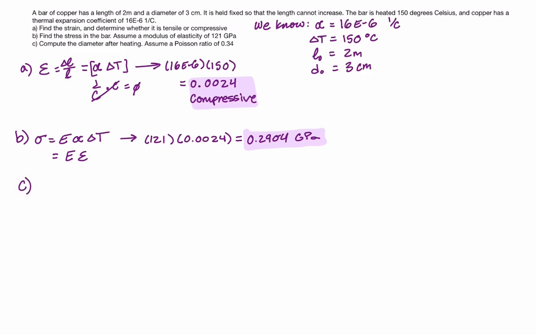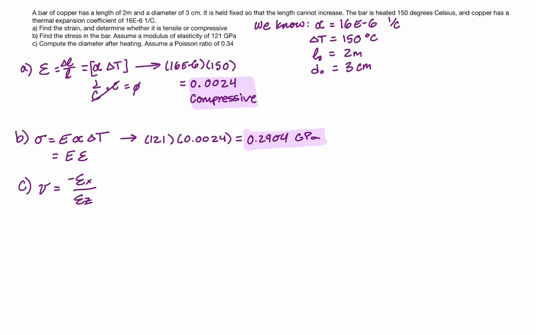Part C, compute the diameter after heating. So this one's a little bit more interesting. It gives us our Poisson's ratio, and if we remember what that is, it's going to be the strain in the x direction over the strain in the y or the z direction. I'm just going to use z.